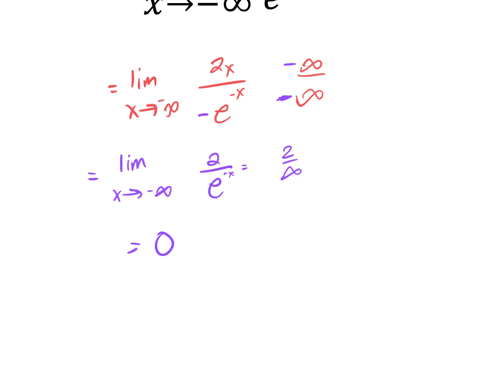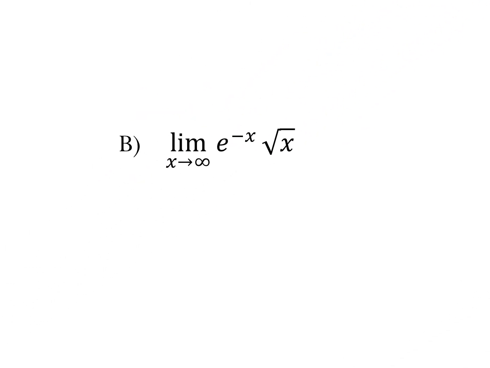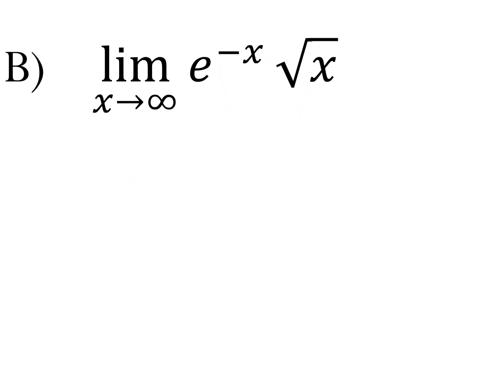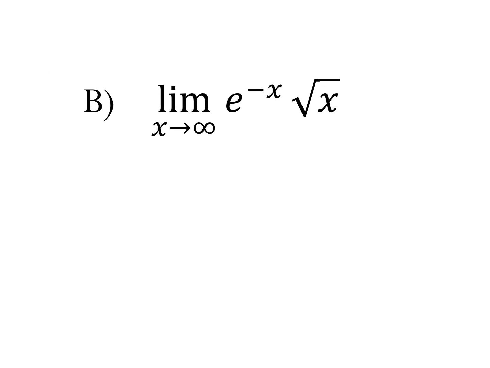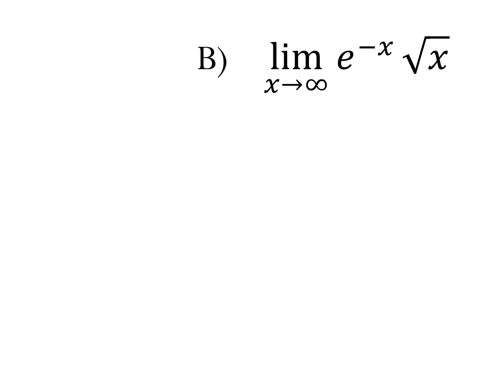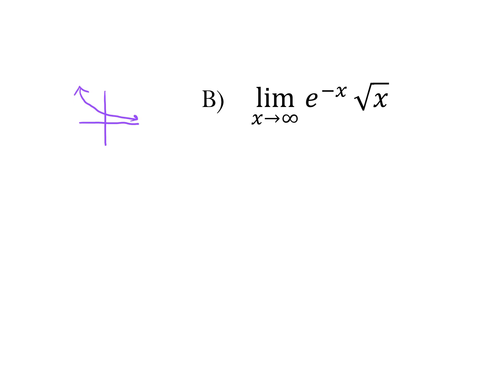E to any power is positive, yeah? And then the negative would attach to it. Okay, let's talk about this beauty. What would the graph of e to the negative x look like? It kind of goes down this way, yeah? Everybody good? So, what is the limit as x goes to infinity?